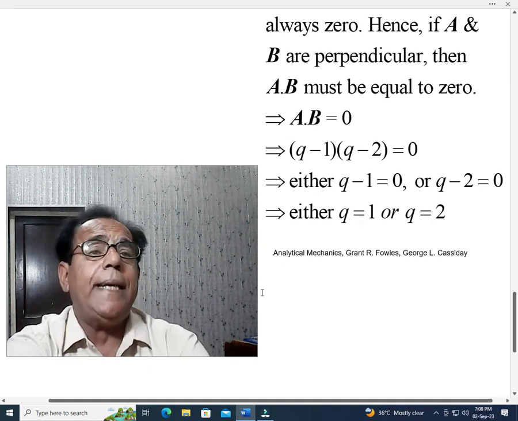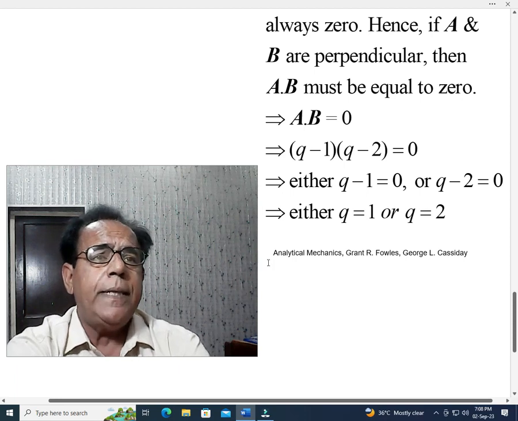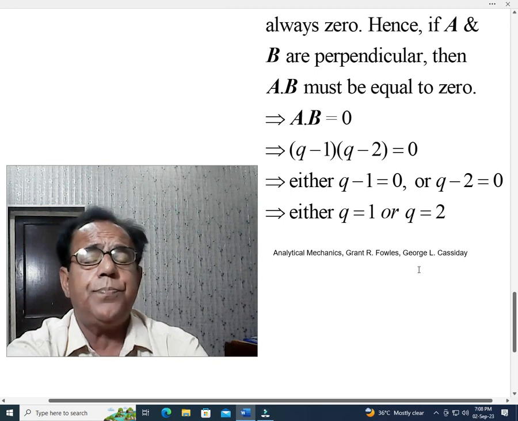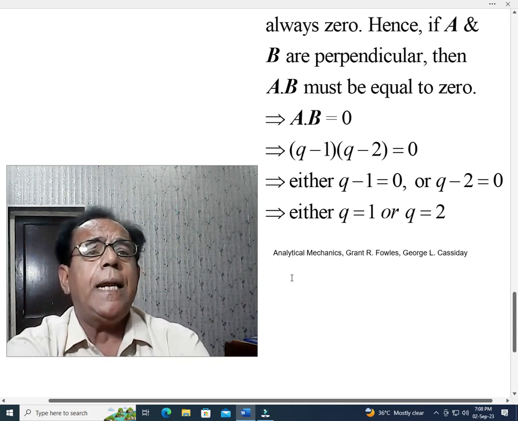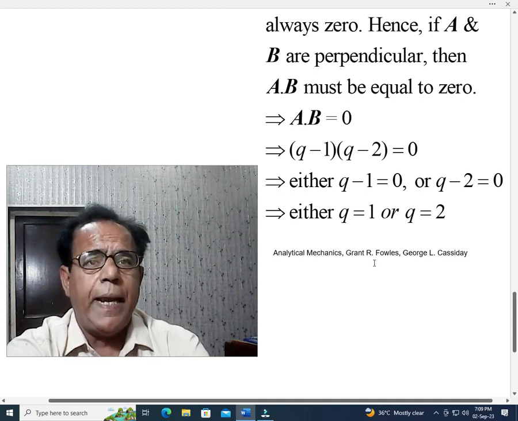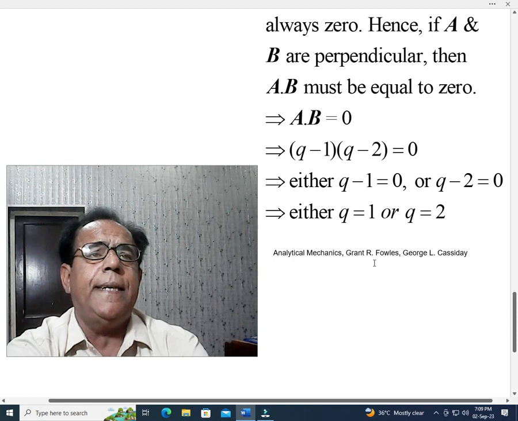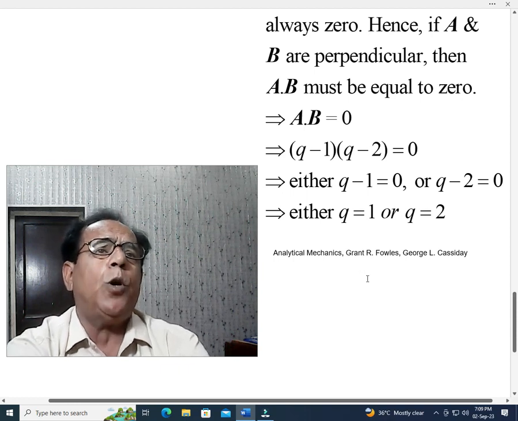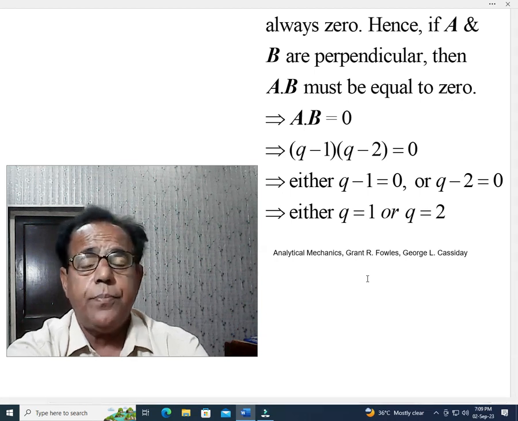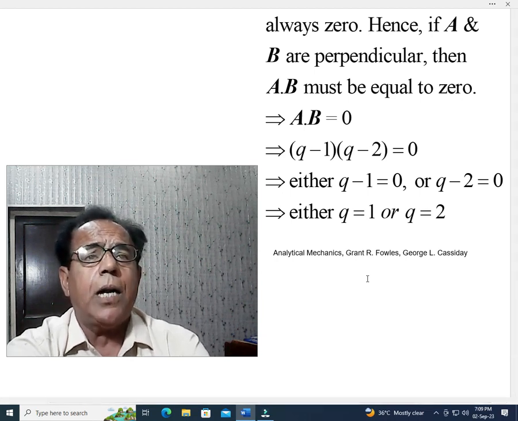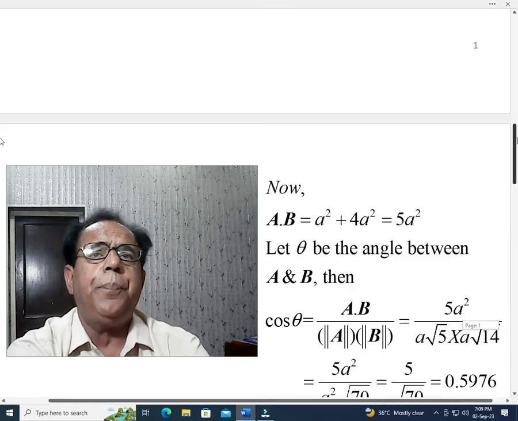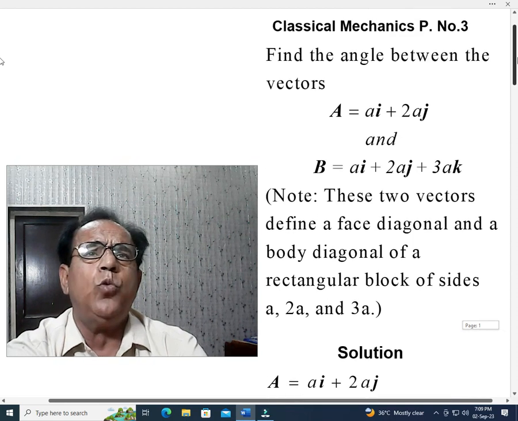Not classical mechanics, analytical mechanics. Its full name is written at the end of this lecture. Analytical Mechanics by Grant R. Fowles and George L. Cassidy. Both problems have been chosen from the book Analytical Mechanics by Grant R. Fowles and George L. Cassidy. As usual, we first come to the statement.